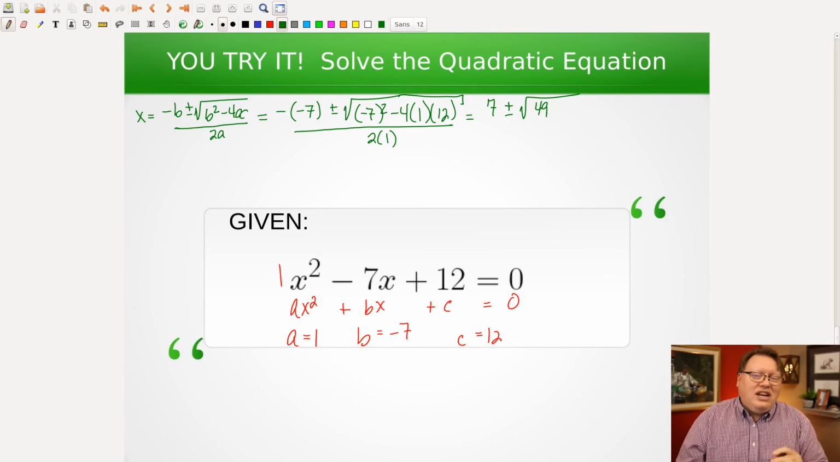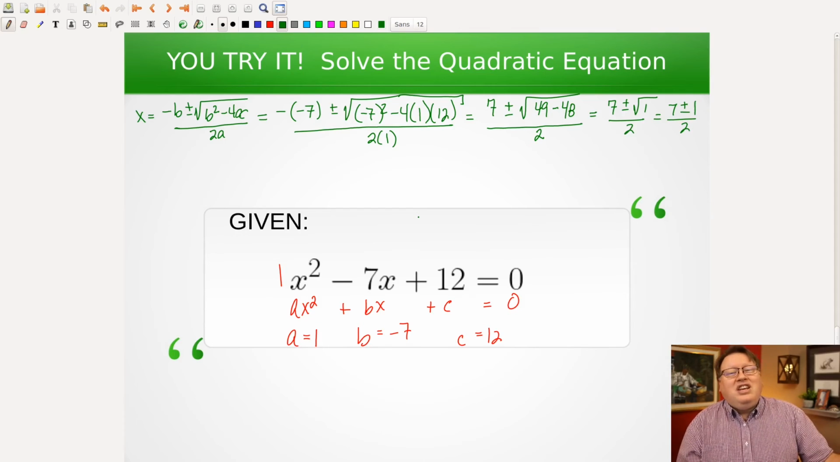Guys, if you do negative 7 squared on your calculator without using parentheses, you are going to get the wrong answer. Okay, if you're using the TI calculator, you have to put that negative 7 inside parentheses because the negative gets squared also. And then we have negative 4 times 1 times 12, which would be negative 48. And then all of this is divided by 2. So we have 7 plus or minus the square root of 1 over 2, which is just 7 plus or minus 1 divided by 2. So we have two values there.